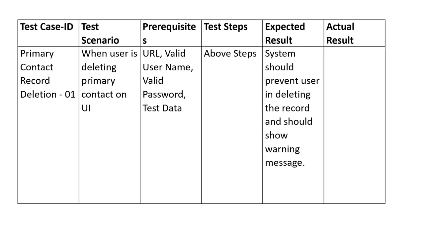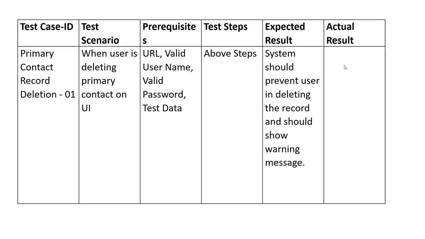So we are specifying here the prerequisite. You should have URL, valid username, valid password, and some test data, account records and contact records in order to test the functionality. Test steps, you will mention the above steps here, right? And expected result: system should prevent user from deleting the record and should show warning message as per the user story. And actual result, you will write when you actually test the application, correct?